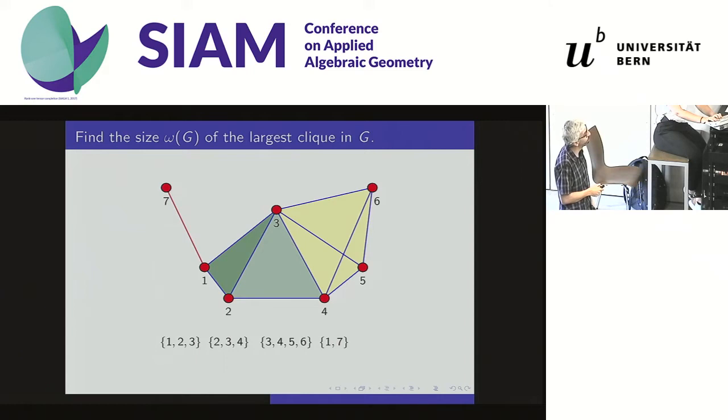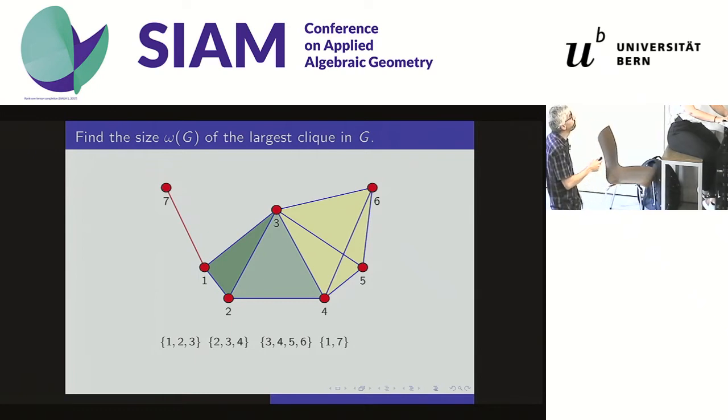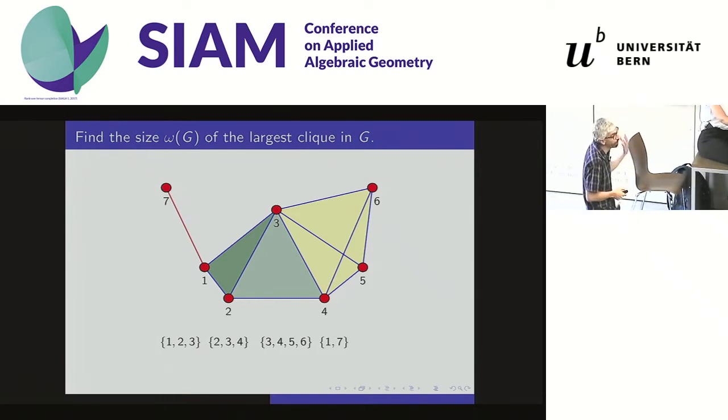And at the end, I have 1, 7. So by running linearly over the vertices of the graph, I have been able to not only find the largest, but actually enumerate all the maximal cliques of the graph. This is a problem that is extremely difficult for general graphs, but for chordal graphs it is easy. And so we know that in this case, the omega of G is 4, because this is the largest clique.